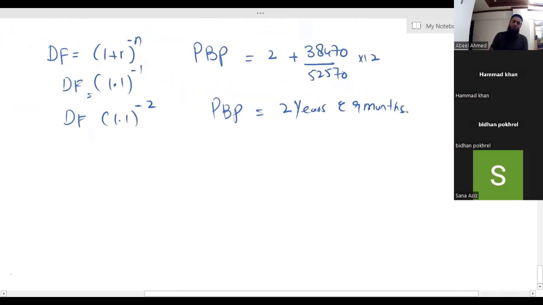Because when I talk about NPV, if NPV is positive, you should simply opt for the project because it will increase the wealth of the shareholders. But when it comes to payback, you have opted for a project with a shorter payback, but still you cannot say what will be the impact on the wealth of shareholders. That is the limitation of payback.